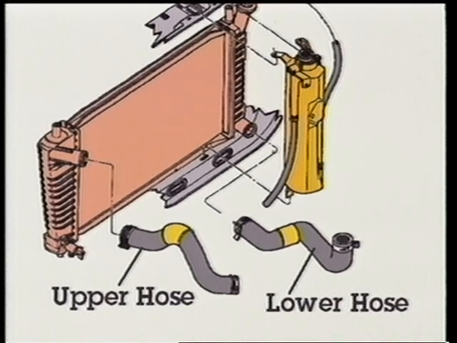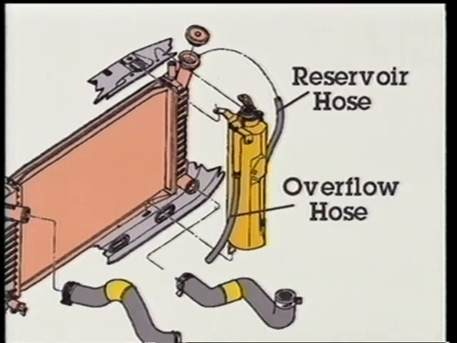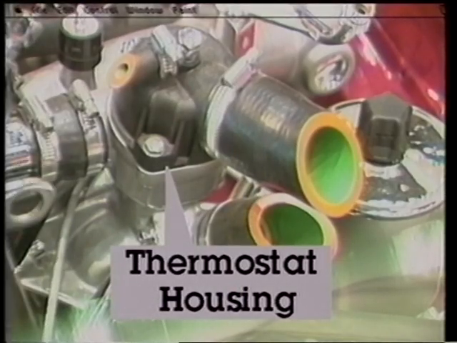Large reinforced hoses connect the radiator with the engine. The bottom hose often goes to the water pump and the top hose to the thermostat housing. Smaller hoses connect the reservoir to the radiator and allow for a drain out onto the ground.